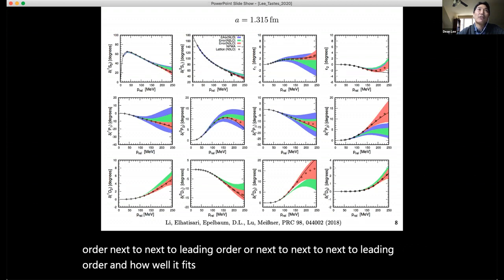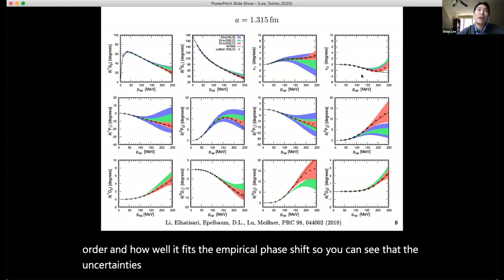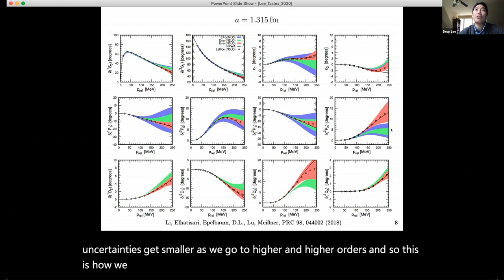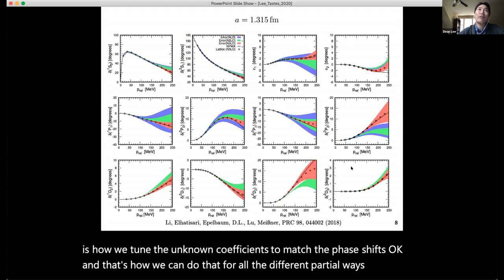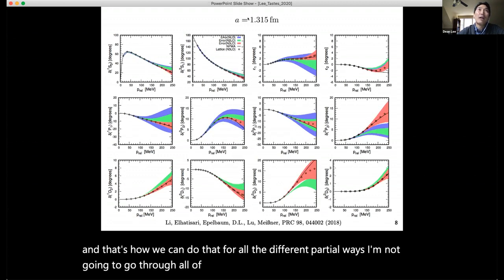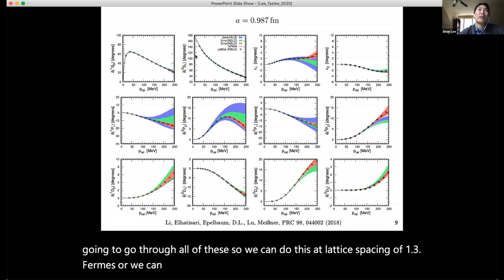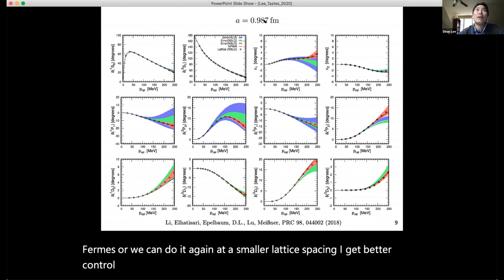the empirical phase shifts. So you can see that the uncertainties get smaller as we go to higher and higher orders. This is how we tune the unknown coefficients to match the phase shifts. And that's how we can do that for all the different partial waves. I'm not going to go through all of these. So we can do this at a lattice spacing of 1.3 Fermis, or we can do it at a smaller lattice spacing and get better control, better agreement, smaller systematic errors if we have a slightly smaller lattice spacing.